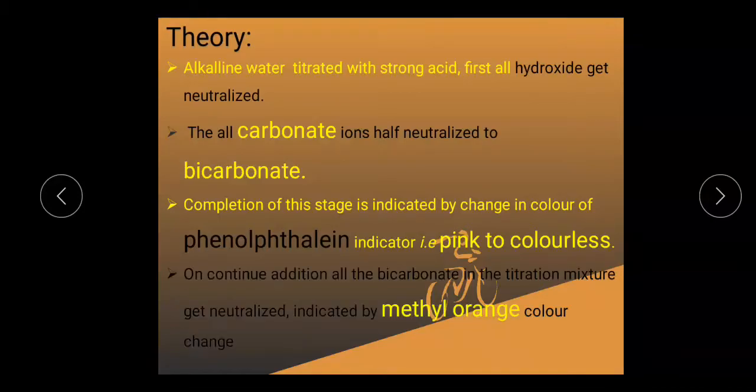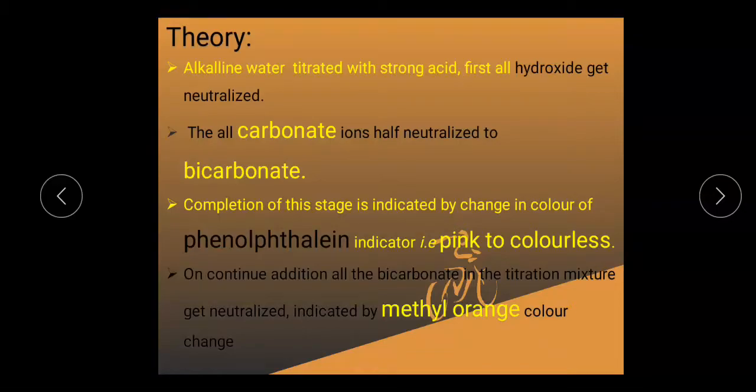In the same solution, add some quantity of methyl orange as an indicator. When you add methyl orange, the solution becomes yellow, and the color change at the endpoint is yellow to orange. Start or continue the addition of strong acid from the burette till that change in color takes place.